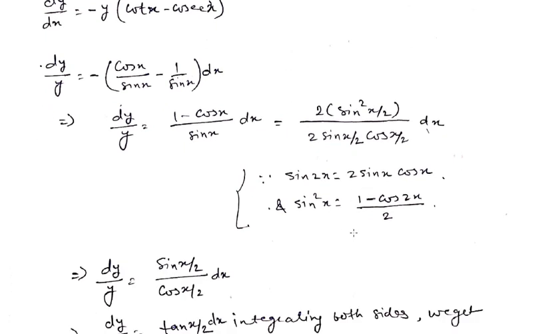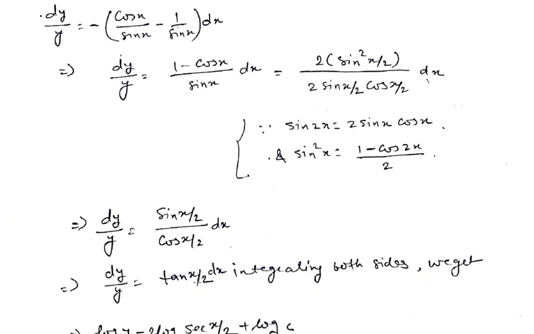So it will remain dy upon y is equal to sin x by 2 upon cos x by 2, which is tan of x by 2. Now we will integrate it on both sides.